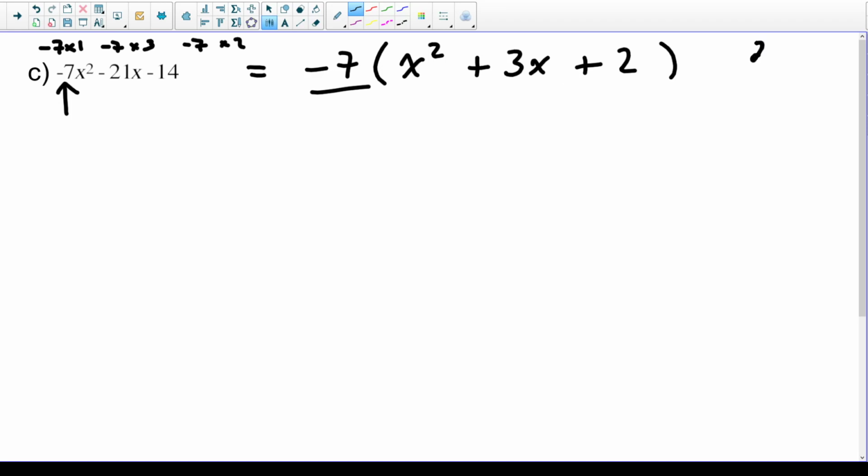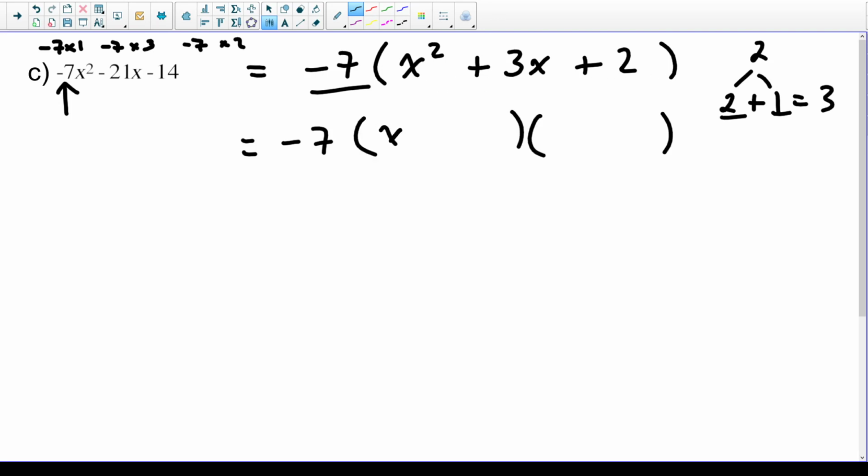Then we set up our tree. 2 goes at the top of the tree. 3 goes at the end of the tree. The 2 numbers that multiply to 2 and add to 3 would be plus 2 and plus 1. Therefore, our trinomial bracket becomes our 2 brackets, putting in x plus 2 and x plus 1 as our final answer for our fully factored trinomial.